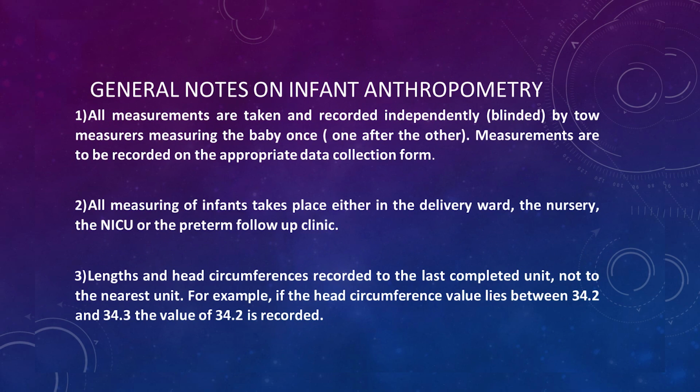The general notes about infant anthropometry: all measurements are taken and recorded independently, meaning 2 or 3 readings are taken from that child. There must be blinded recording, meaning 2 or 3 persons measure the child in 2 or 3 different rooms and keep their own individual records. By that we can arrive at the accuracy of the measurement. Measurements are to be recorded on an appropriate data collection form, so each measuring individual has their own data form on which they put the measurements.